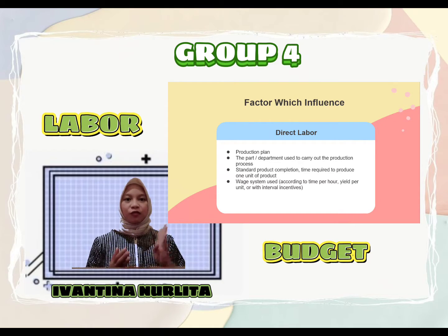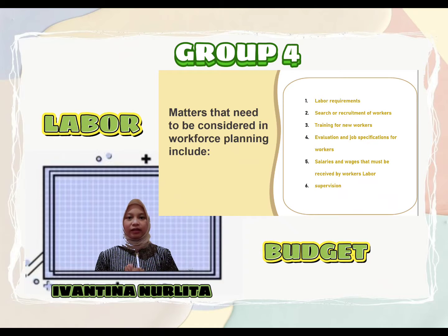Okay, next material is factors which influence direct labor. There are 4 points. The first point is the production plan, and the second is the part or department used to carry out the production process. The third is the standard product completion time required to produce 1 unit of product, and the last is the wage system used, whether according to time per hour, yield per unit, or with interval incentive. The next material is matters that need to be considered in workforce planning.